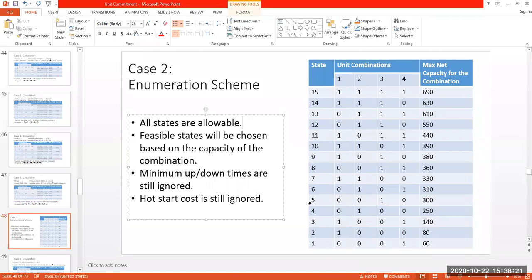So to start with, we are not restricting ourselves to states 5, 12, 14, and 15. We are not restricting ourselves based on any priority. This is the explanation of the first two points there. And the minimum uptime and downtime are still ignored, and the hot start cost is still ignored. So we are still living with the cold start cost.